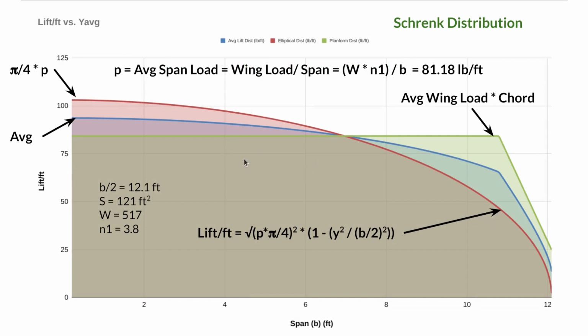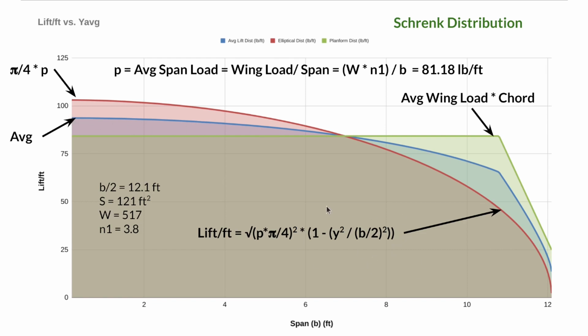Here what I've done is I've used a spreadsheet to do the calculations for me, and I'm using this Schrenk simplified distribution, I'm going to take a guess at how to pronounce it, for the UWS-4. And I've overlaid the various distributions. This red line is the elliptical shaped distribution for lift. This green line is the wing planform shape of the distribution of lift. And then this blue line is the average of those two.